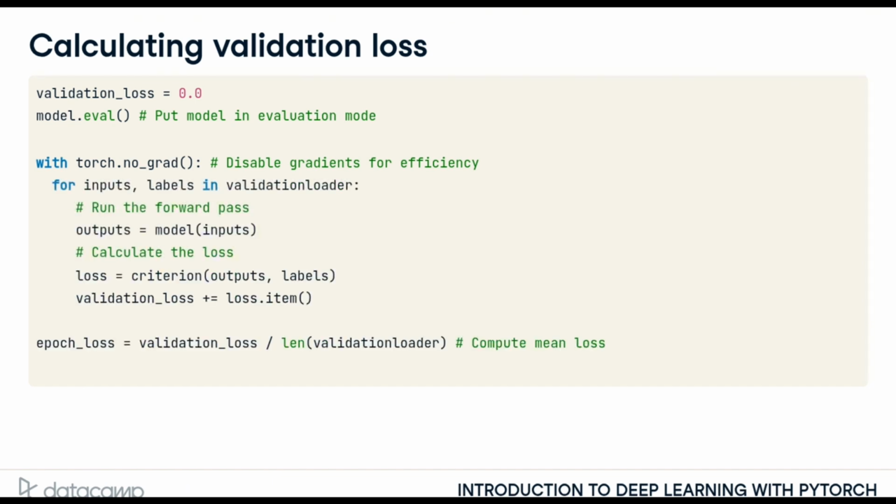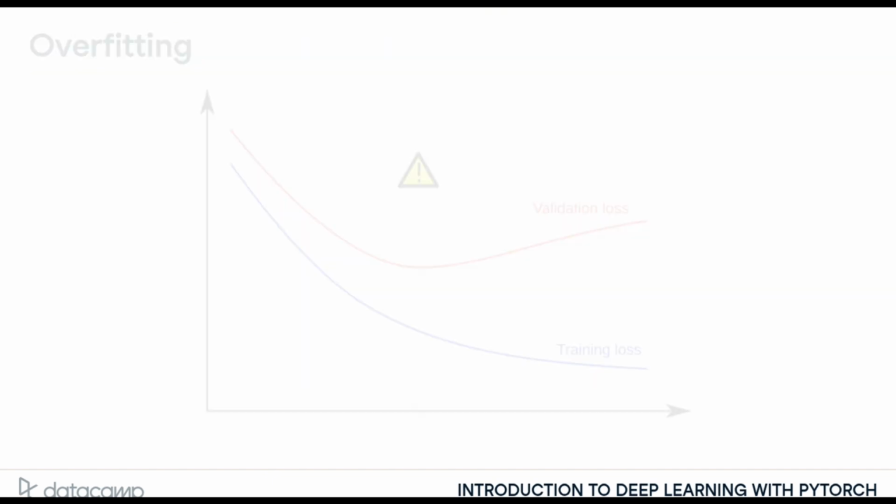We then iterate through the validation data loader, run a forward pass, and compute the loss, summing it across batches. At the end of the epoch, we calculate the mean validation loss. Finally, we switch the model back to training mode with .train, preparing it for the next training epoch.